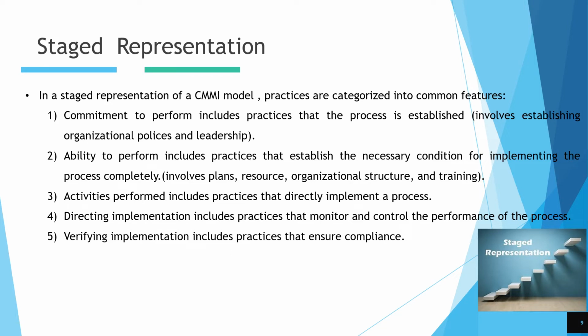The staged model of CMMI focuses on process improvement using stages or maturity levels, whereas the continuous model follows a recommended order of approaching process improvement within each specified process area. Every maturity model has process areas with their goals and practices. And practices are categorized into common features like commitment to perform, ability to perform, activities performed, directing implementation, verifying implementation, etc.